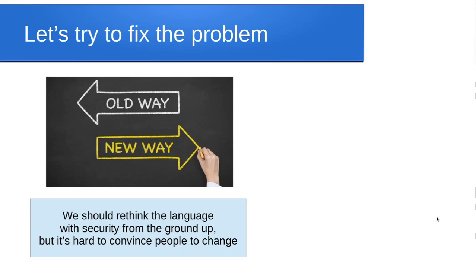So we want to try to fix this problem. Now there are many possibilities. One possibility is that you did it in this way up to this point, and now you have to change completely, which means you have to deal with a completely new language. I think at some point we have to do this step: we have to rethink the language with security from the ground up. The problem is if we start this process now, I'm convinced that it will be very hard to convince people that they need to change.